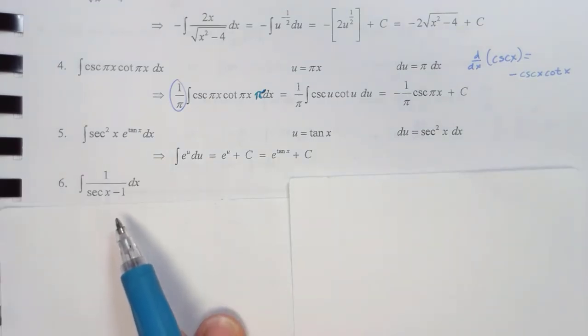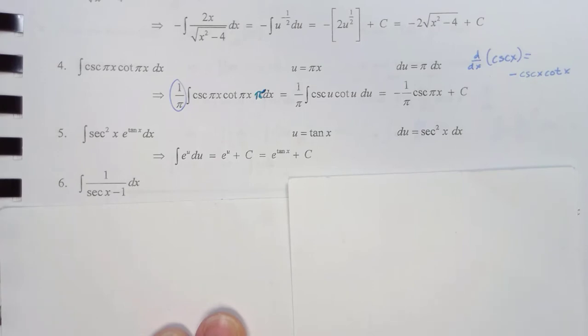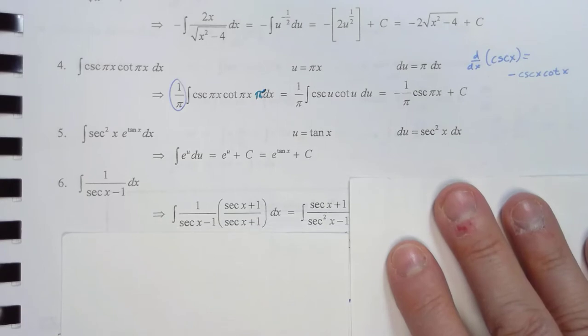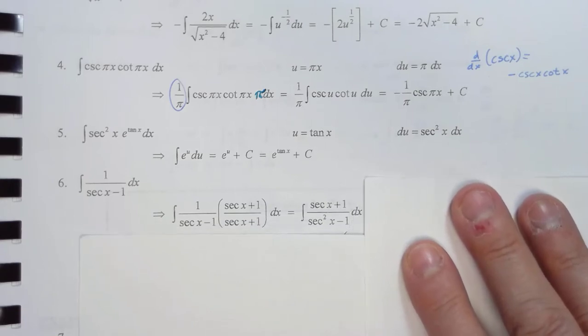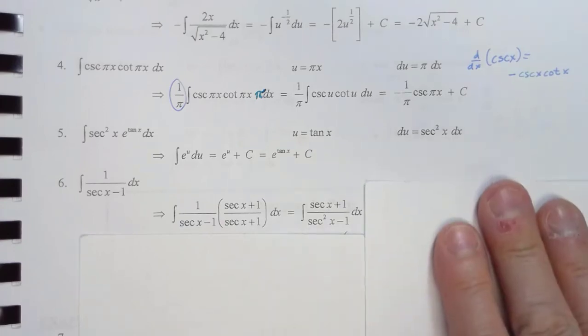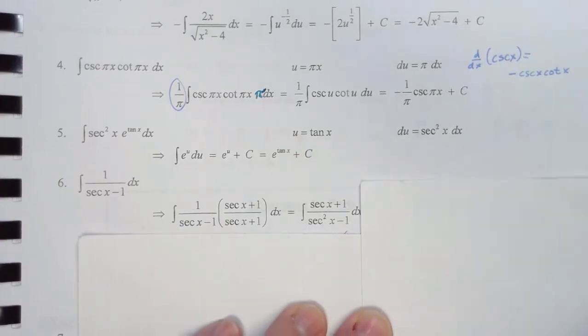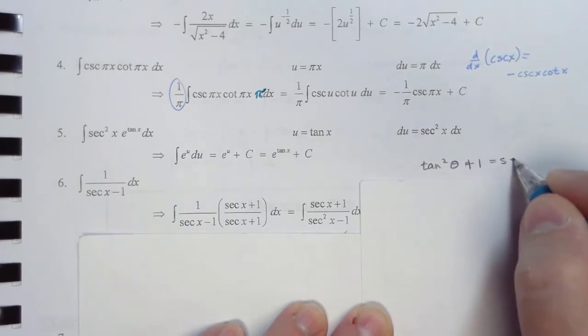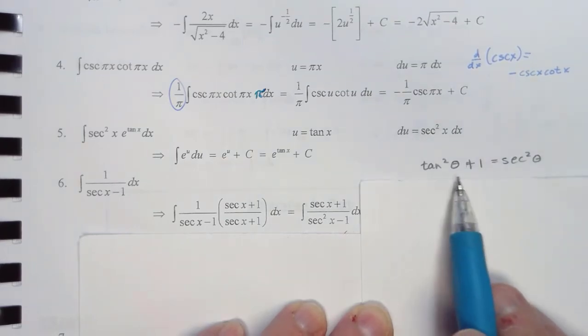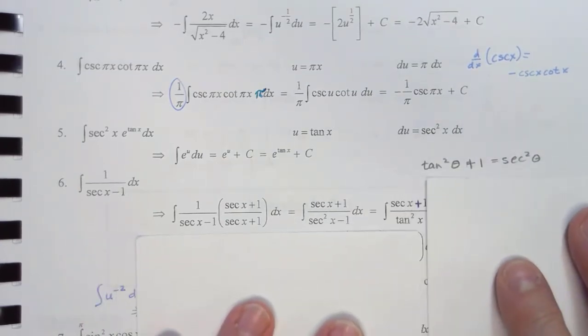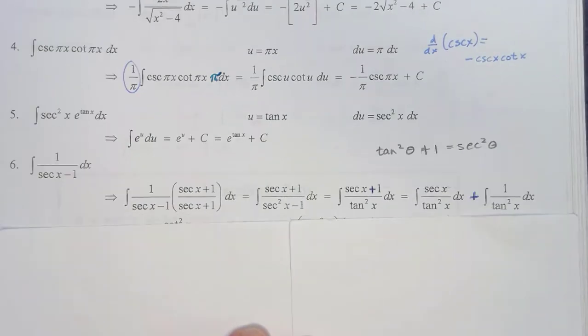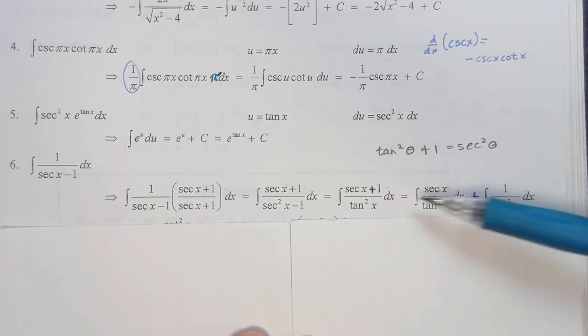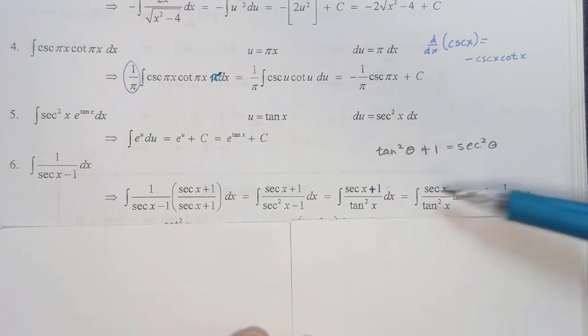Now, this one doesn't fall into a pattern we recognize, but we do know that we have an identity with secant squared minus 1. So we are going to multiply by a clever form of 1, which is going to give us a Pythagorean identity in the denominator. Now, let us recall that tangent squared theta plus 1 is secant squared theta. So secant squared theta minus 1 is going to be tangent squared of x. So I can take this fraction and divide it into two separate fractions. So I'm looking at two integrals individually.